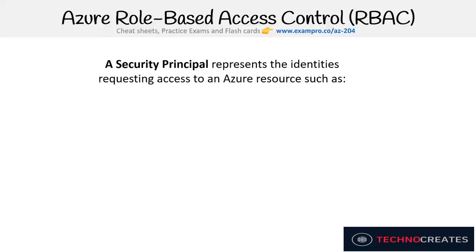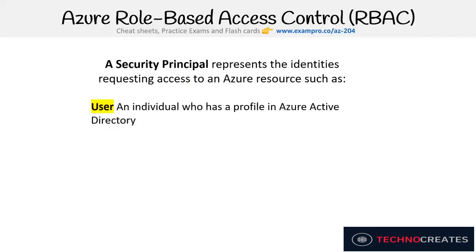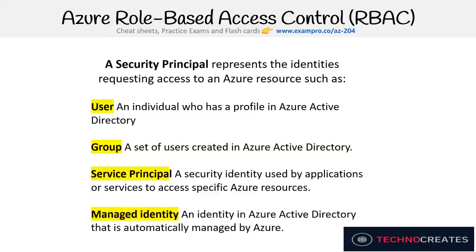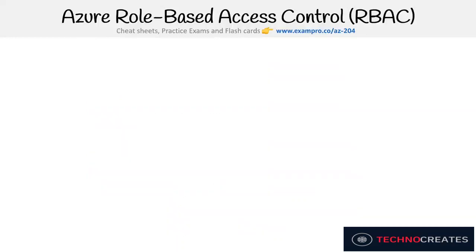This represents the identity requesting access to an Azure resource. And when we say identity, that's just a loose term for something. That something could be a user in your Azure Active Directory, a group, which defines a set of users in your Azure Active Directory, a service principal, a security identity used by applications or services to access specified Azure resources, or a managed identity, an identity in your Azure Active Directory that is automatically managed by Azure. So a service principal is basically an Azure service, and a managed identity is something in your Azure Active Directory.